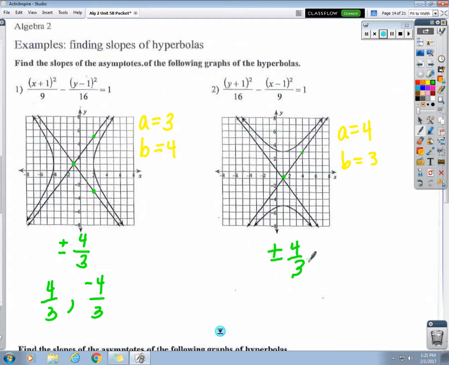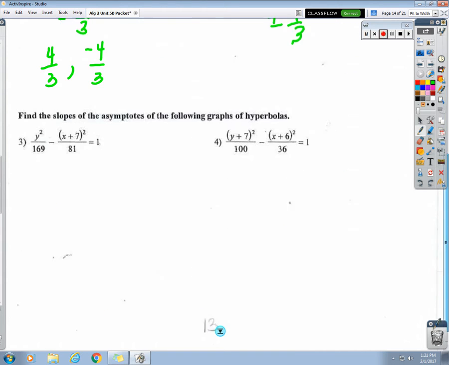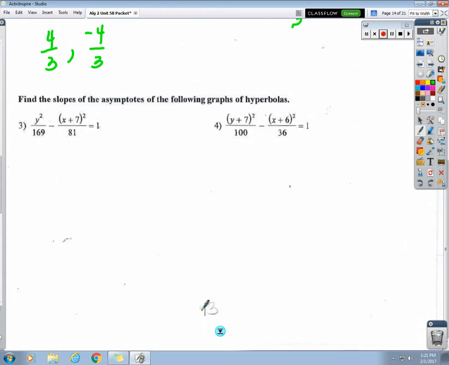Now, look, it's pretty obvious why you ended up getting 4 over 3 for both of these. 9 is under the x over here. 9 is under the x over here. 16 is under the y. 16 is under the y. That's why you got the exact same slope, because they have the exact same numbers under the letters. Does that make sense?